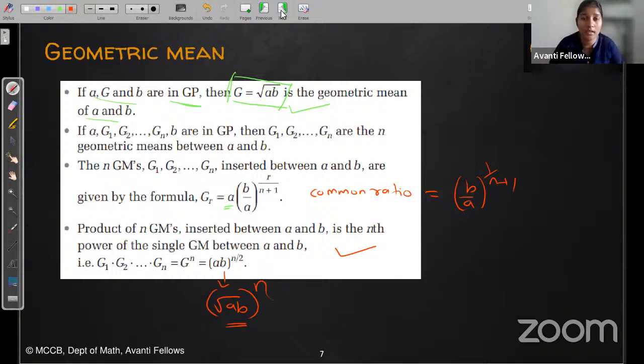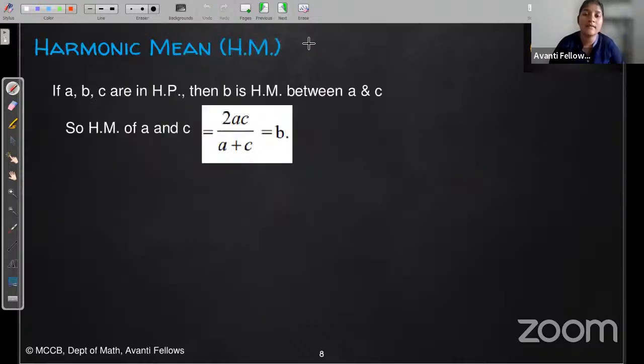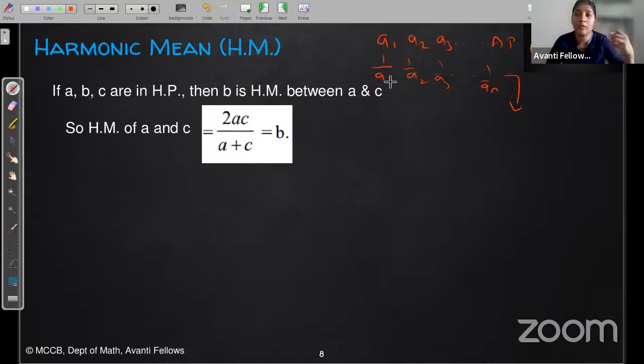We'll go to the next one. Next is harmonic mean. But before discussing harmonic mean, we should know what is harmonic progression, right? If A1, A2, A3, and so on up to AP are in AP, then the reciprocals of these terms, that is 1 by A1, 1 by A2, 1 by A3, and so on up to 1 by AP, we call it what? The sequence formed by taking the reciprocal of the terms of an AP, we call it a harmonic progression.